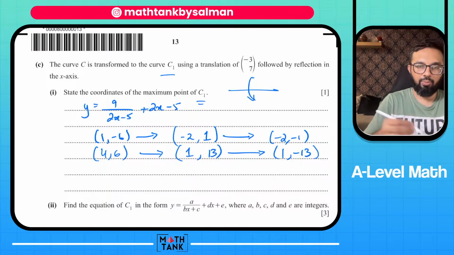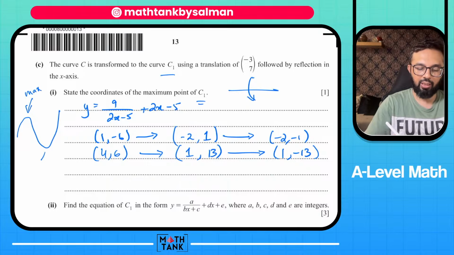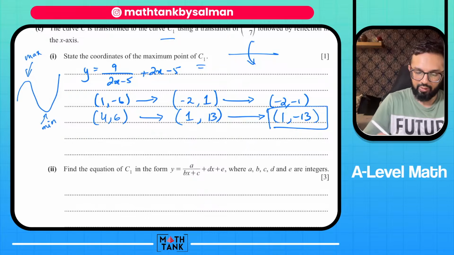Okay. Remember that when a reflection happens and you have points where this is a max right now and that is a minimum right now, they will switch to being minimum and maximum in the opposite way. So that is the correct answer for this. Find the equation of this.